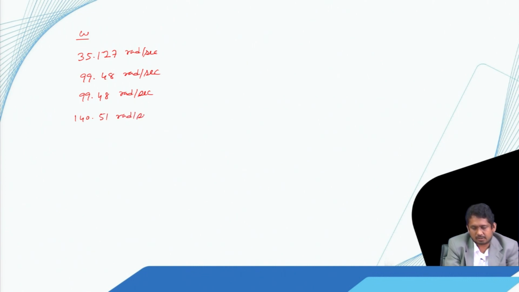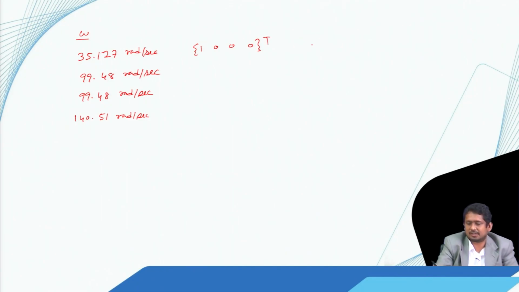So, 35.127 radian per second. If I divide by 2 pi, we will get hertz. Then we have 99.48 radian per second, and then we have 99.48 radian per second. We have 140.51 radian per second, and the eigenvectors that we get is 1 0 0 0 transpose.